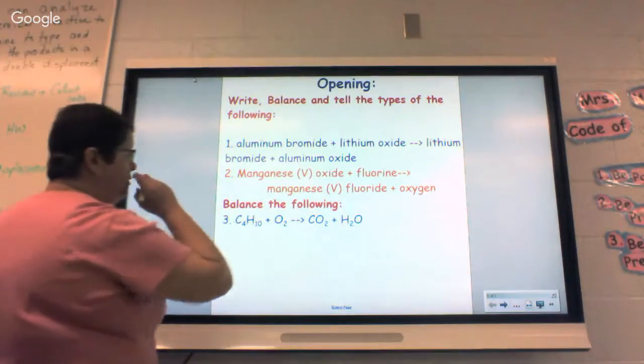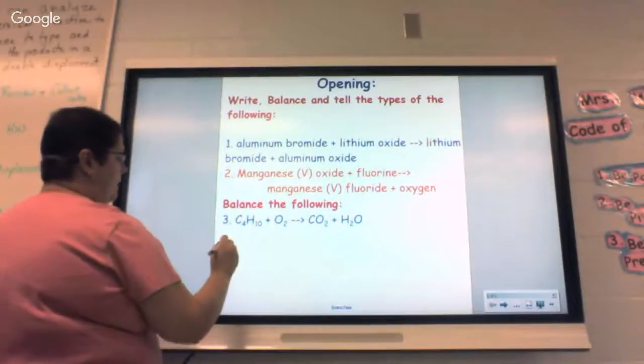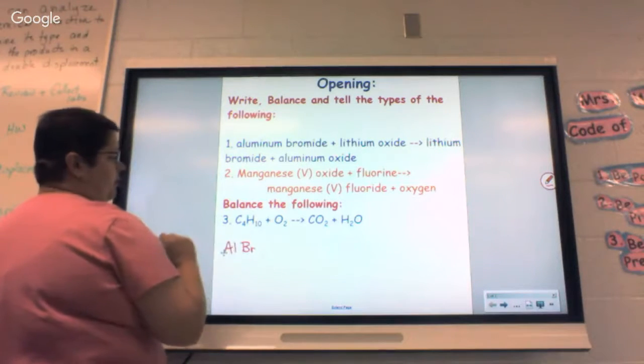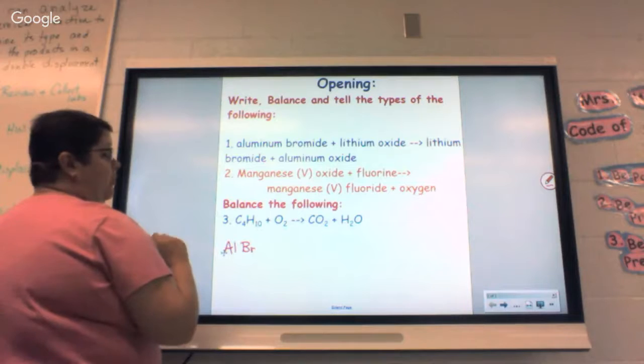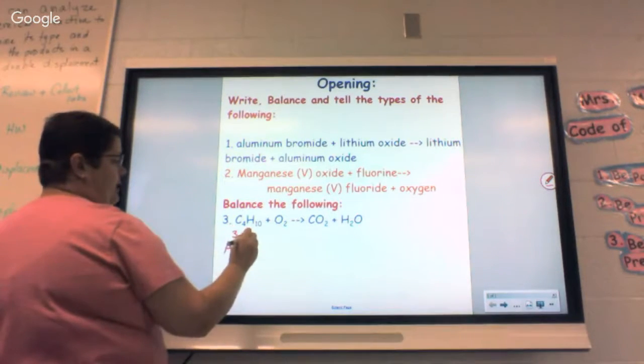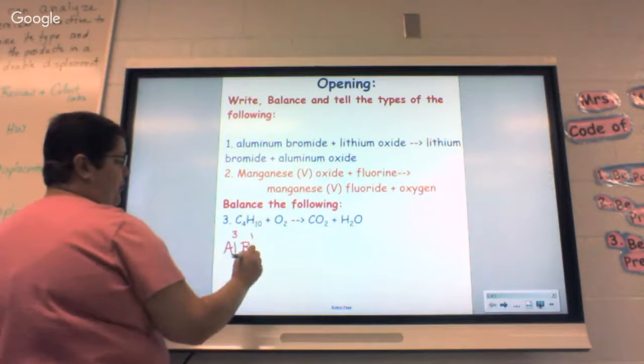Symbols to letters. So aluminum is what? Al, and it's a compound, so we're going to do what? We're going to look up the oxidation numbers and crisscross, right? So Al has a 3, bromine has a 1, and we're going to bring the 3 down.